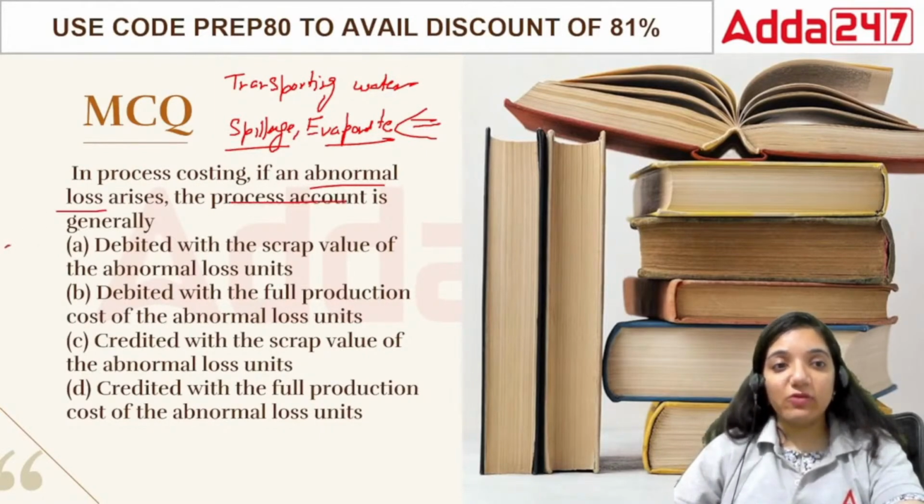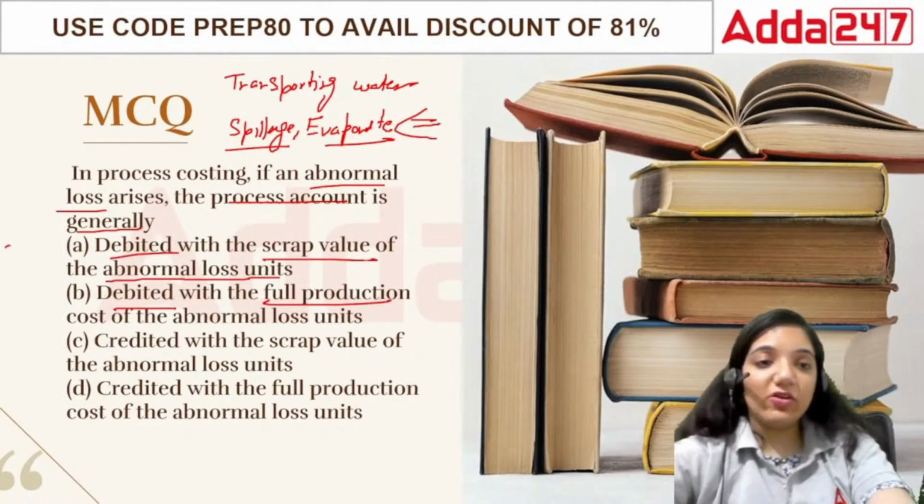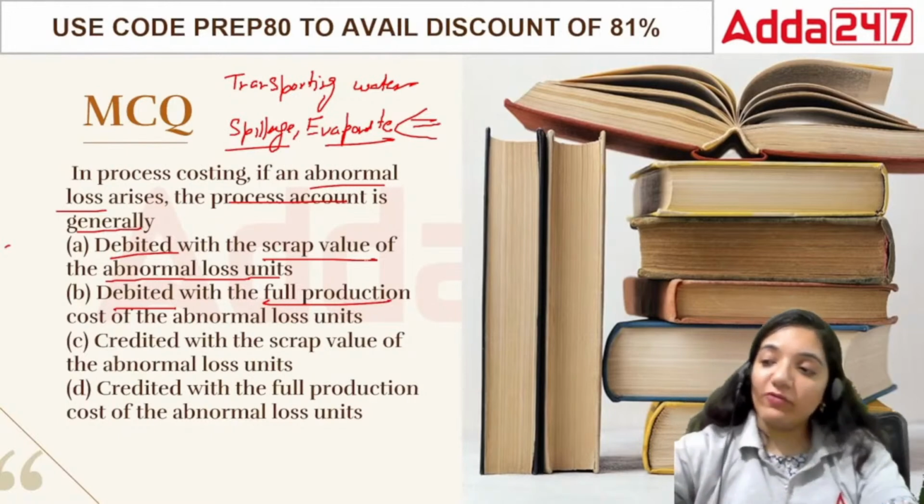The process account is generally debited with the full production costs or credited with the scrap value loss.